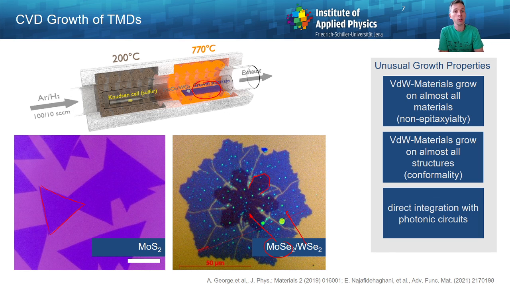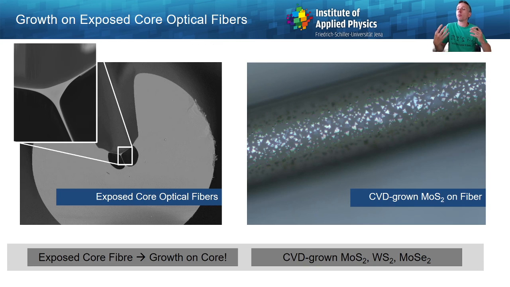Now, these materials are so-called van der Waals materials, which means that out of plane they are bonded to the substrate only very weakly. This has a few interesting consequences for growth, namely that they grow on almost all materials in a crystalline manner, even on amorphous substrates. And they also grow on almost all structures in a conformal manner. So you're not bound to grow them on planar structures, you can even grow them on curved substrates. This is very interesting for direct and scalable integration with photonic circuits. And the simplest photonic circuit is, of course, an optical fiber.